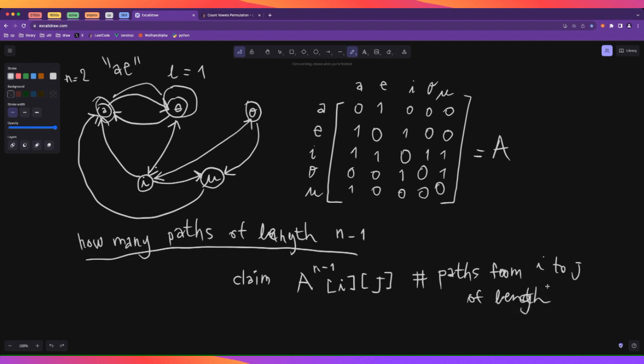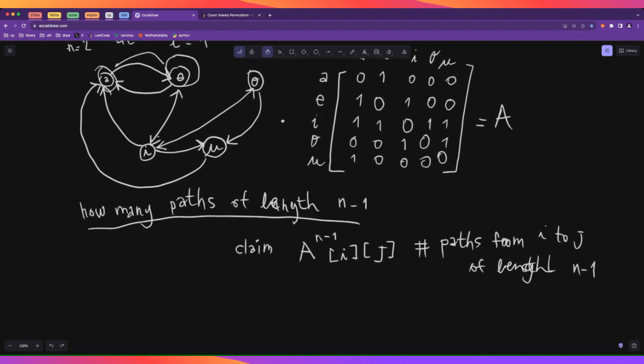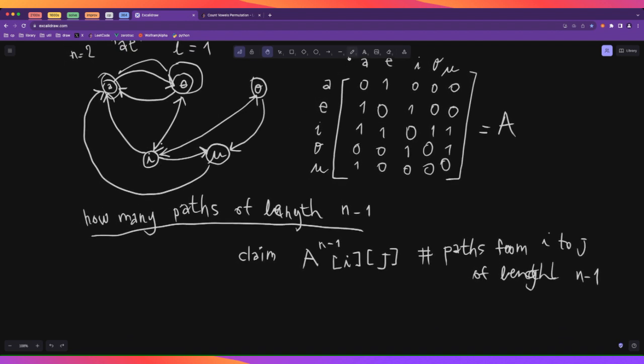So of length n minus 1. Well, why is this the case? It's important to understand, so that if you don't remember it exactly, you have an intuition, and if you remember why it was true, then you can reconstruct it.